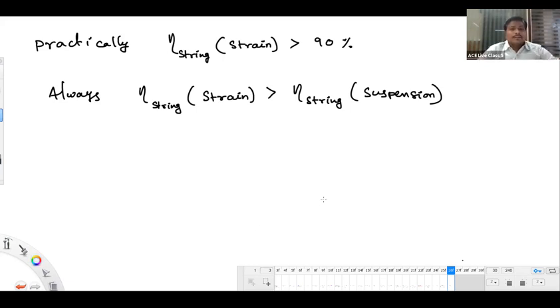So practically speaking, the string efficiency of the strain type is more than 90% all the time. But the string efficiency of strain type string will always be greater compared to suspension type string efficiency. Okay, this is about strain, and I think it will be sufficient for this.